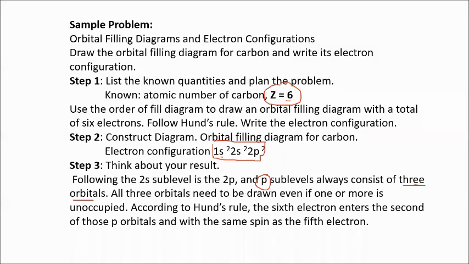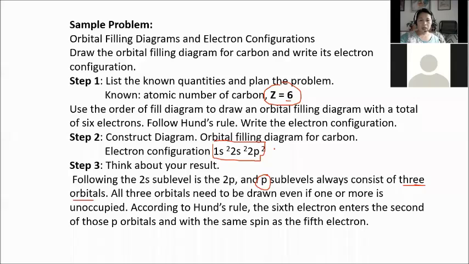Okay. Since 1s2 and 2s2 are already full, we no longer need to draw them. We only draw the orbital squares for the p subshell. And then we have 2 electrons, so let us draw an arrow, where an arrow represents an electron. Again, the 6th electron enters the second of those p orbitals. This is the second orbital of p, and this is the first. So according to Hund's rule, the 6th electron enters the second of those p orbitals with the same spin as the 5th electron. This is the 5th electron. They have the same spin.